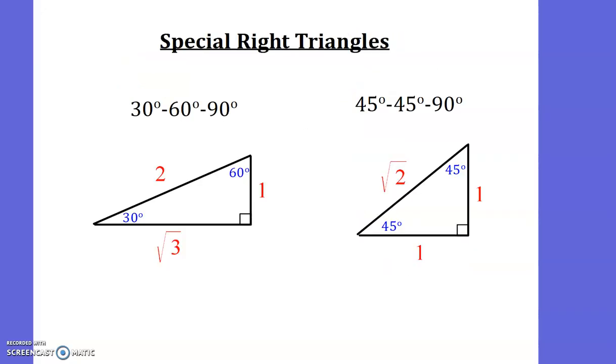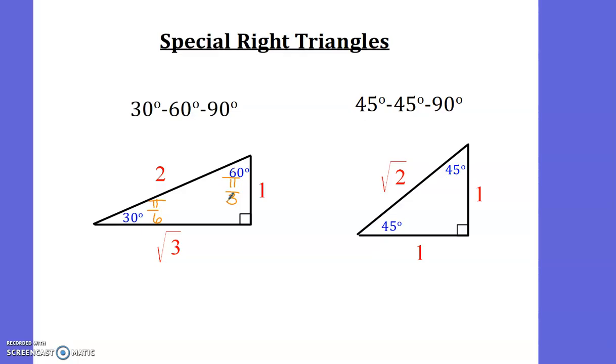Reviewing the 2 special right triangles that we're going to be using. We have our 30, 60, 90. Across from 30 degrees is 1. Across from 60 is square root of 3. And then the hypotenuse is 2. We also need to remember radians. So 30 degrees is pi over 6, and 60 degrees is pi over 3 in radians.